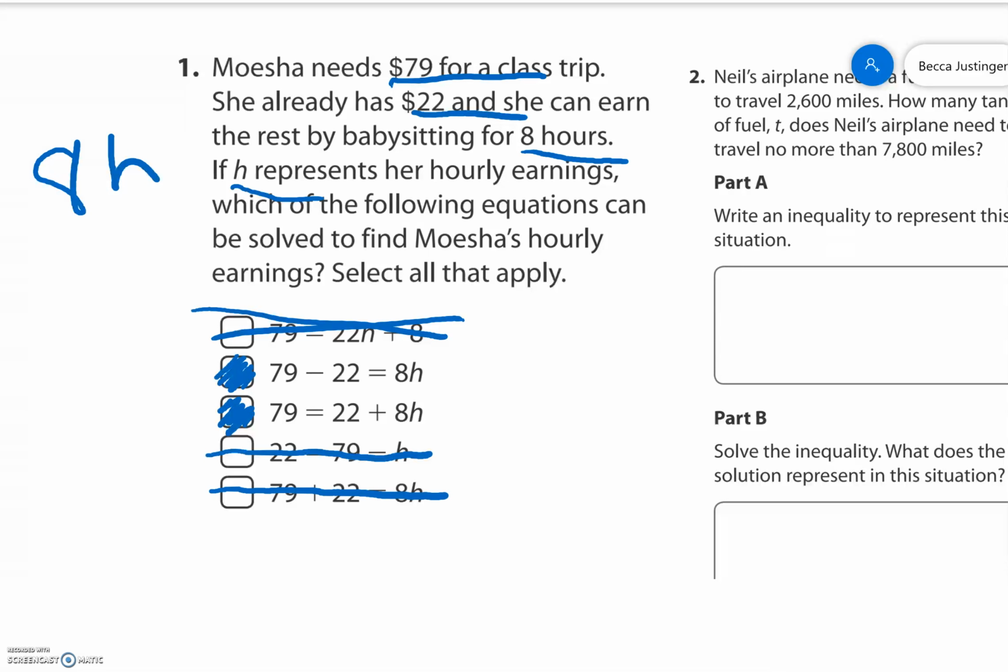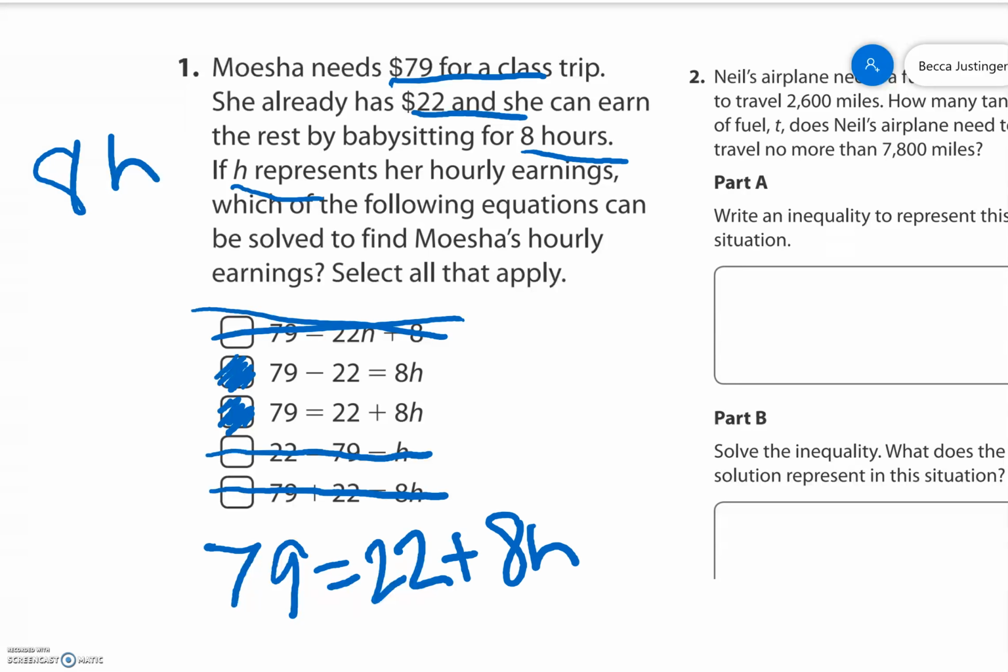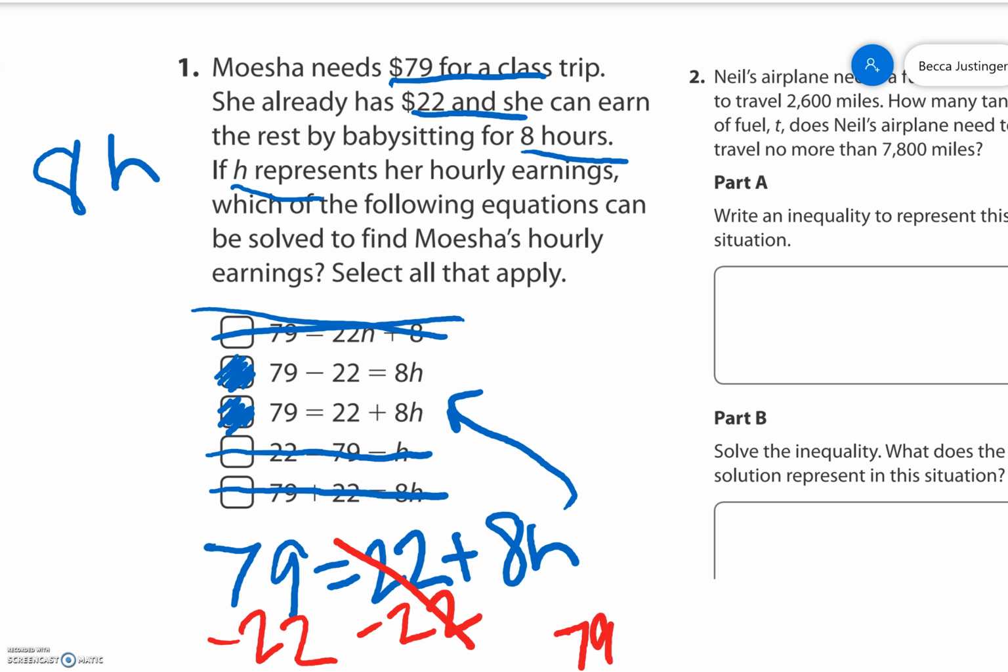Because basically how I would build this is 79 equals the money she already has plus she's working for 8 hours, for how much money she gets per hour. So that's the same thing as this third one. The second one we can get to just by subtracting 22 from both sides. It cancels out on the left and we're left with 79 minus 22 equals 8H. So it has all the parts we need.